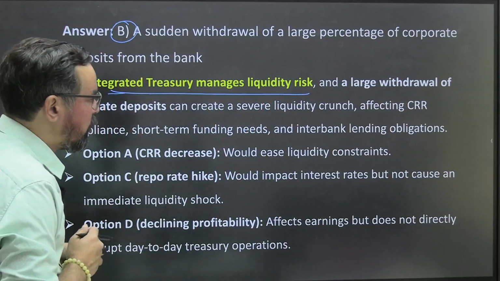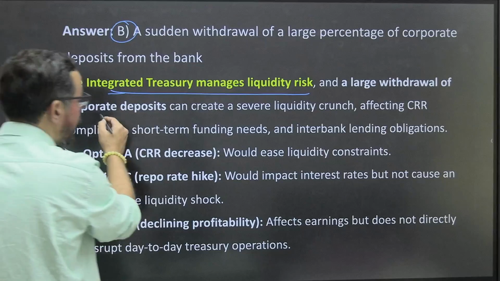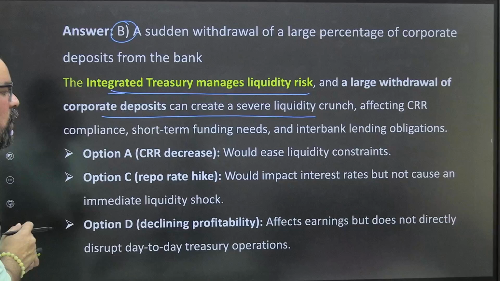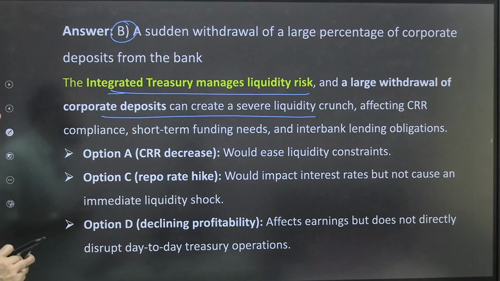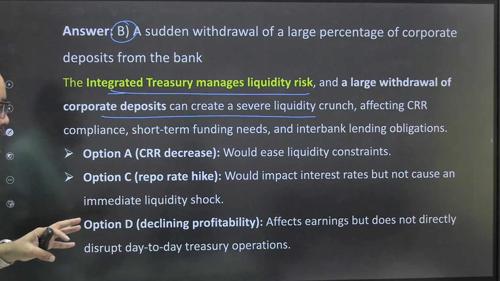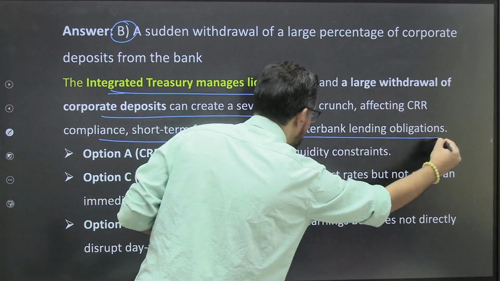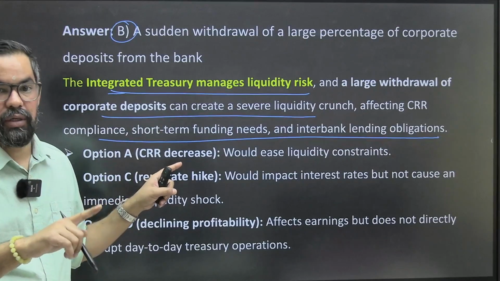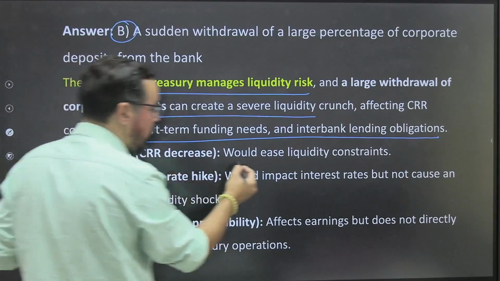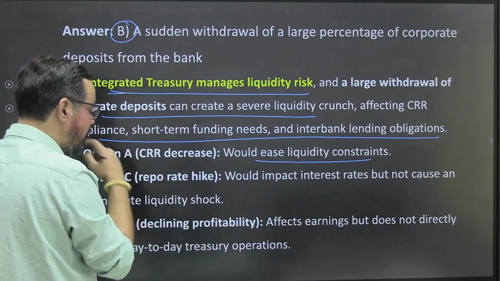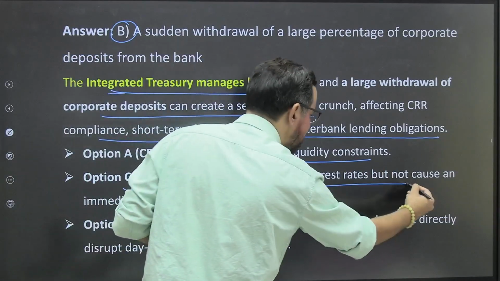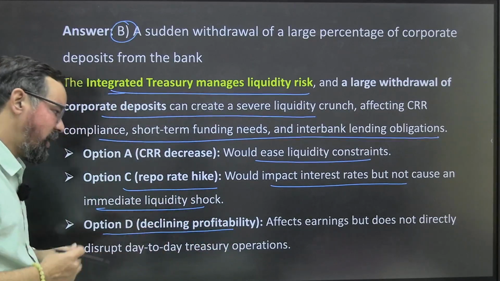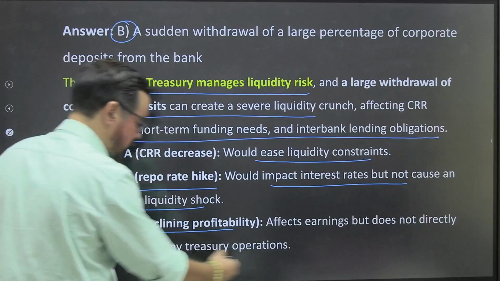Integrated treasury manages liquidity risk, and a large withdrawal of corporate deposit can create severe liquidity crunches affecting CRR compliance, short-term funding needs, and interbank lending obligations. ठीक है, so we can have these many consequences just because of this particular one, or even if that risk arises through the concentration. ठीक है, so CRR decrease would ease liquidity, तो इसका तो पॉजिटिव इम्पैक्ट है. Repo rate hike would impact interest rate but not cause the immediate liquidity. C, ठीक है. D, declining profitability affects earnings but does not directly disrupt this particular one.